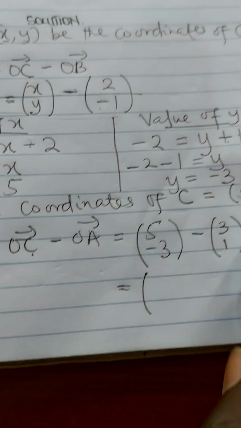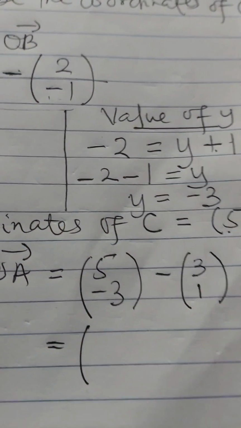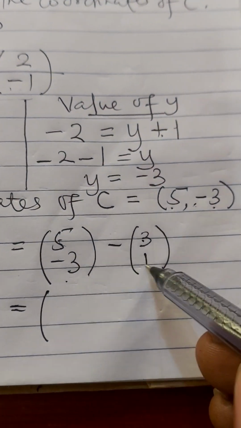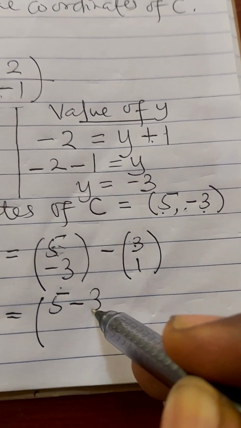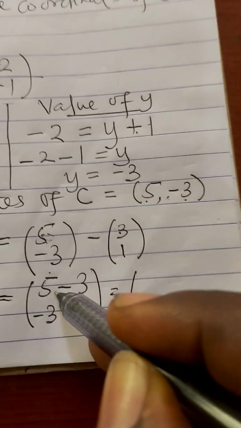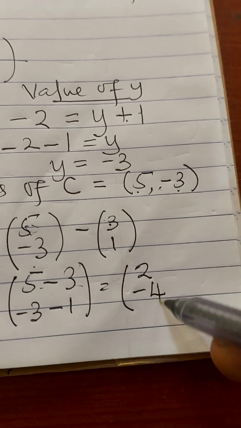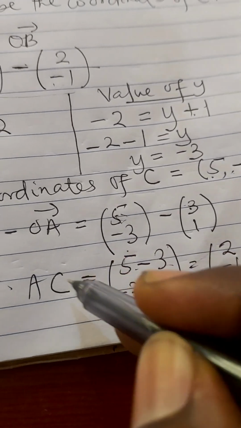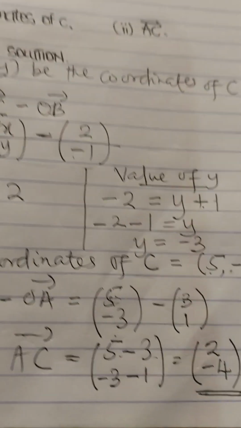So we have subtraction of vectors, which we treated in our first lesson of vectors. So we treat the x component differently from the y component. So we will have 5 minus 3 and minus 3 minus 1. And what is 5 minus 3? Positive 2. And minus 3 minus 1 is negative 4. So therefore our vector AC is (2, -4).